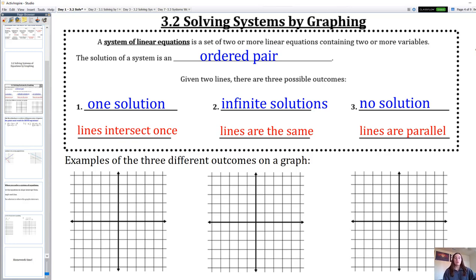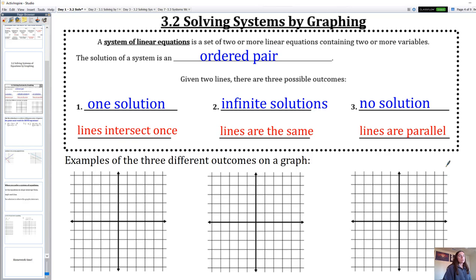Now, given two lines, there are three possible outcomes. Outcome number one, there's one solution, in which case your lines are intersecting exactly once. Option number two, there are infinite solutions, meaning both of your lines are the exact same. And then option number three, there are no solutions, which happens when both of your lines are parallel because they're never going to touch. Parallel lines do not ever intersect, so you won't have any solutions there.